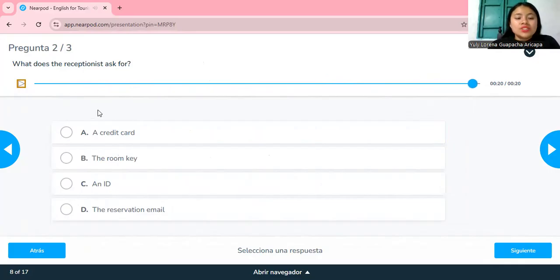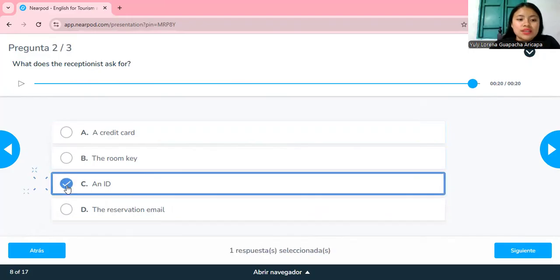Okay. Option A, a credit card. Option B, the room key. Option C, an ID. Option D, the reservation email. So the answer is option C, an ID.